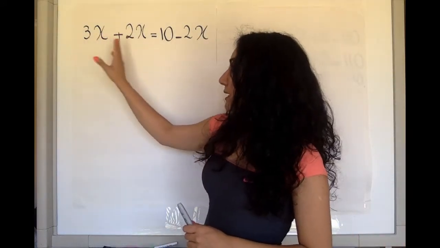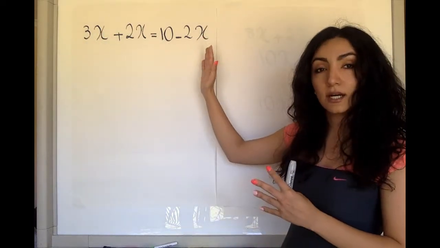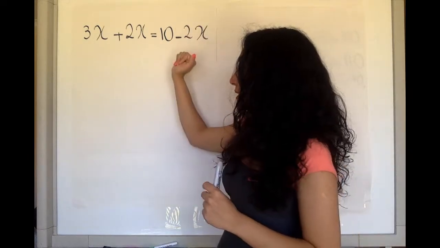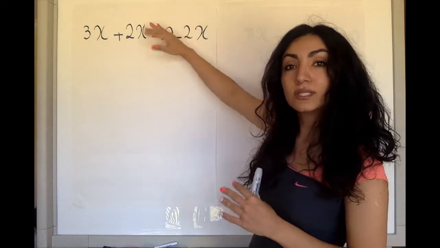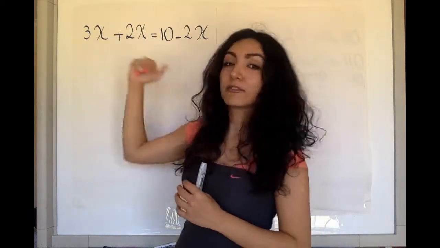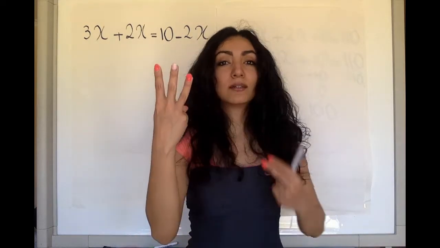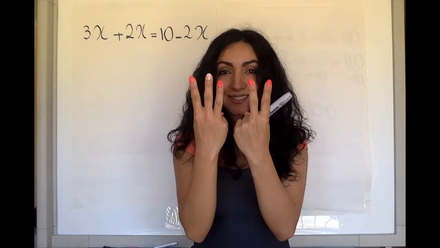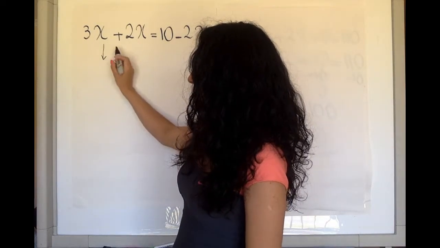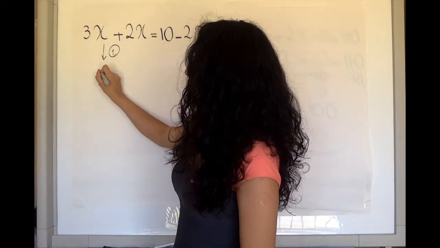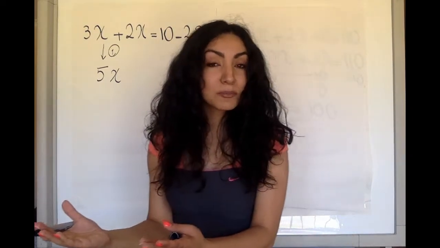We have 3x plus 2x this side, and then we have 10 minus 2x on the other side. So what we do first, don't worry about this part. Suppose that this part doesn't exist. We only have 3x plus 2x. It's easy, right? So it's 3x plus 2x. How many x? 5x. That's done. So the first part of the problem is done. 5x. Great. So one part of the problem is solved.